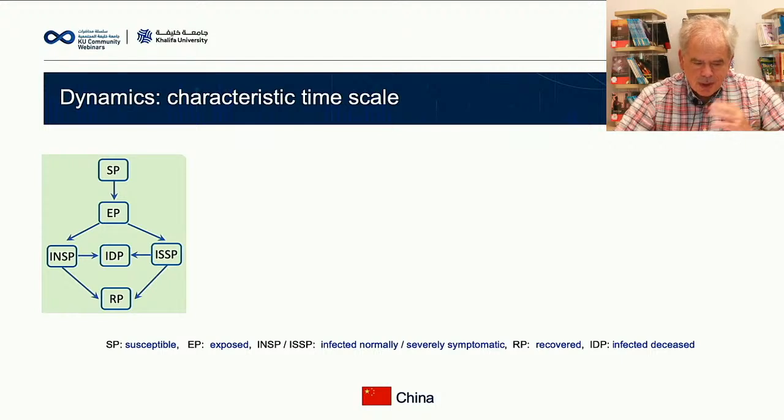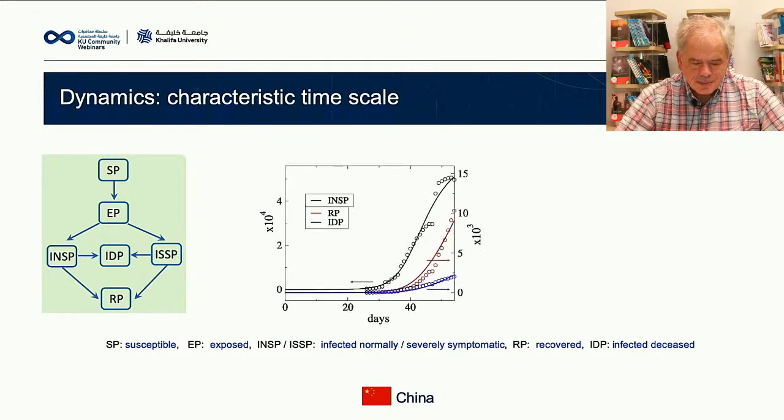So we use this model on the available data from China in the early part of the outbreak, shown here with circles. Black are the infected people, red the recovered people, and blue the diseased people. And with lines are the solutions that we got from this model.